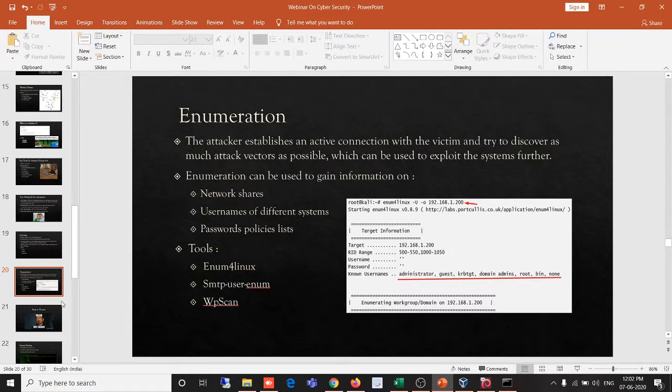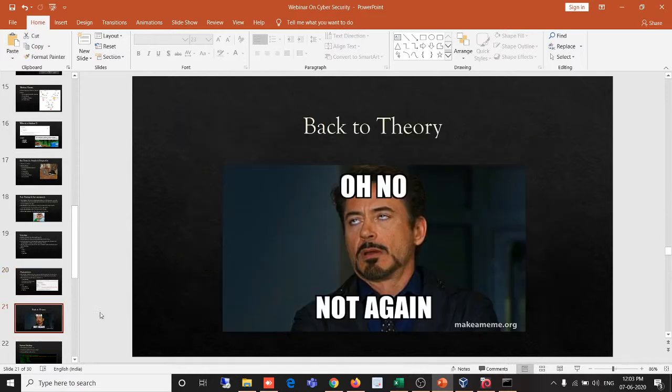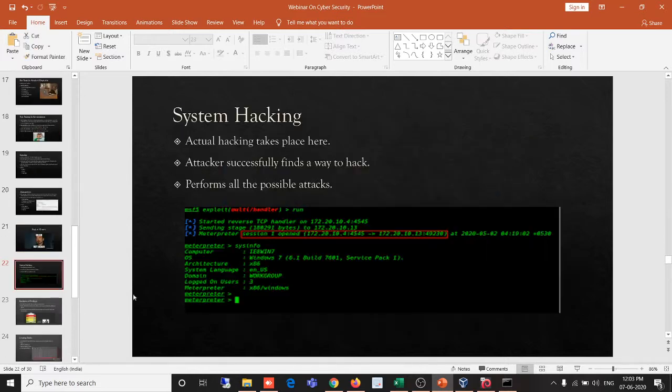So this is the enumeration part, and as you can see, there is a tool called enum4linux, which you could input the IP address and it would list the SMB shares. It's a lot of stuff, guys. So these are the enumeration part, and yes, obviously back to theory. Since I'm not allowed to show you some hacking stuff, this is going to be theory.